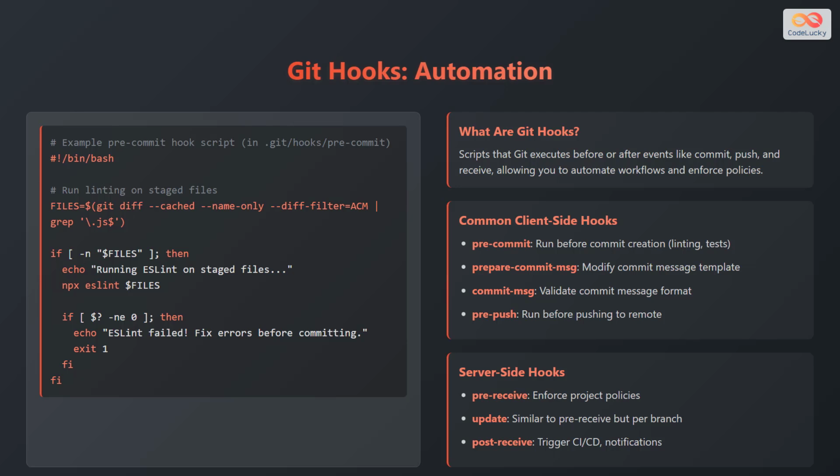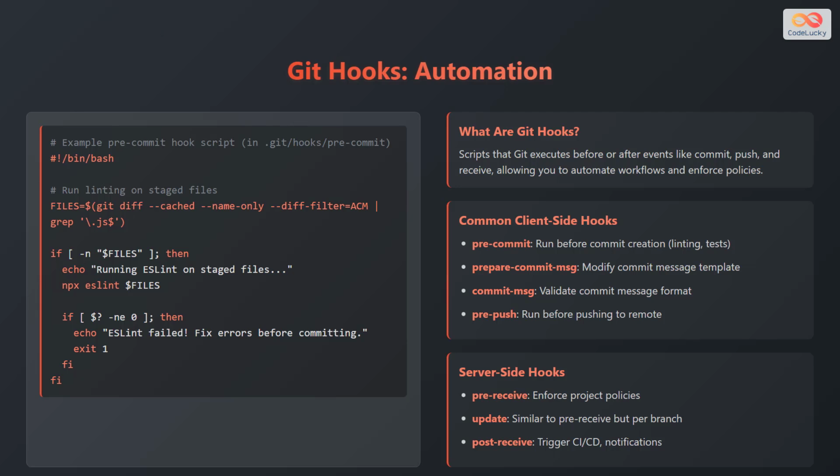Git hooks are scripts that Git executes before or after events like commit, push, and receive. They are useful for automating workflows and enforcing policies. A client-side hook example is the pre-commit hook. This runs before the commit creation and can be used to run linting or tests. The prepare-commit-msg hook modifies the commit message template. The commit-msg hook validates the commit message format, and the pre-push hook runs before pushing to a remote repository.